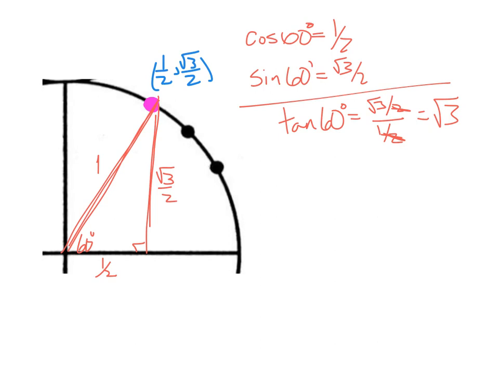Last thing to do is to convert that 60 degrees, and 60 degrees multiplied by pi over 180. Degrees cancel. Simplify the fraction, we get 60 degrees to be pi over 3.